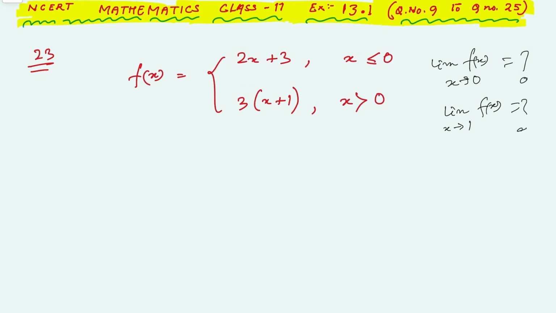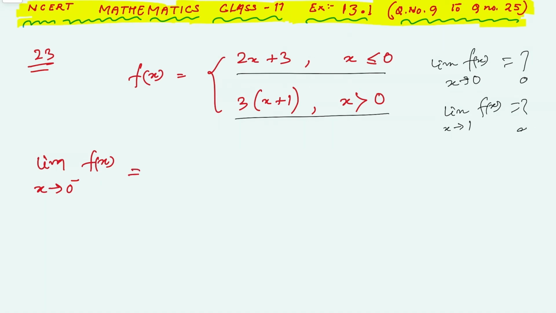So how to do that? In this case, you see we have two conditions and two different results for two different conditions. Greater than 0, less than 0, that means we have to evaluate it from both sides. That means from the negative, left hand side, and from the positive, right hand side also. So let's do it. First let us find the left hand limit of f x when x tends to 0 negative.